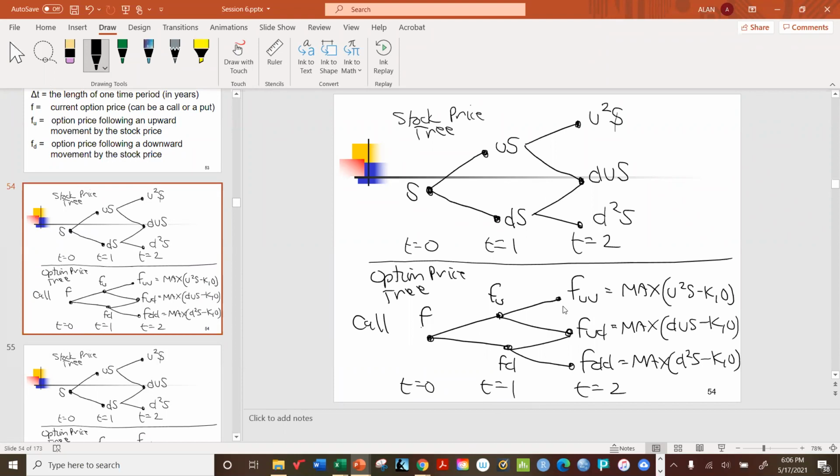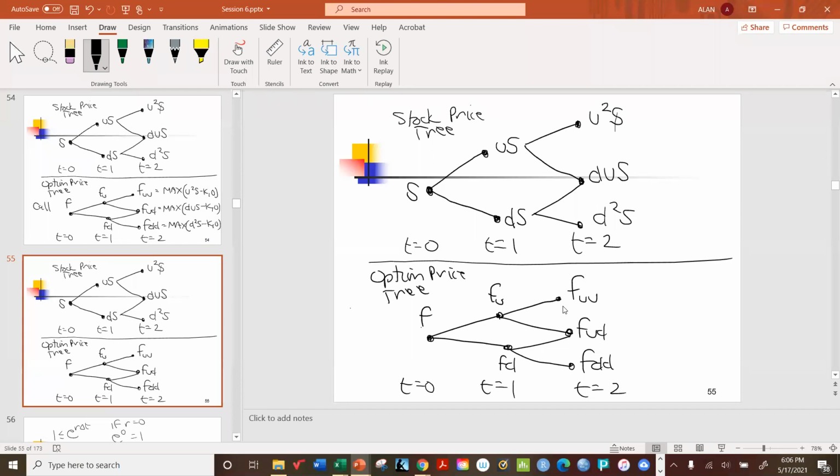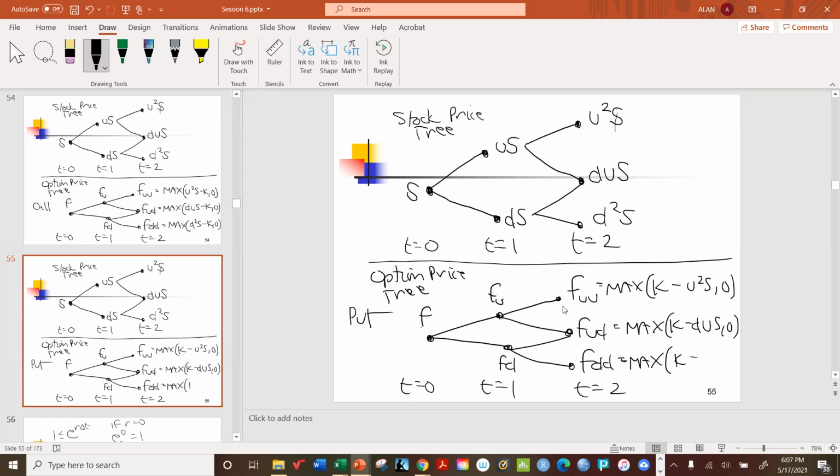For the put tree, we just change these. For example, this one becomes the max of K minus U squared S, comma 0. This is the max of K minus DUS and 0. And then finally, this is the max of K minus D squared S and 0. And again, just a reminder, the payoffs are never negative. That's why we have this max argument here. It means that it's the greater of these two, depending on which one is positive.